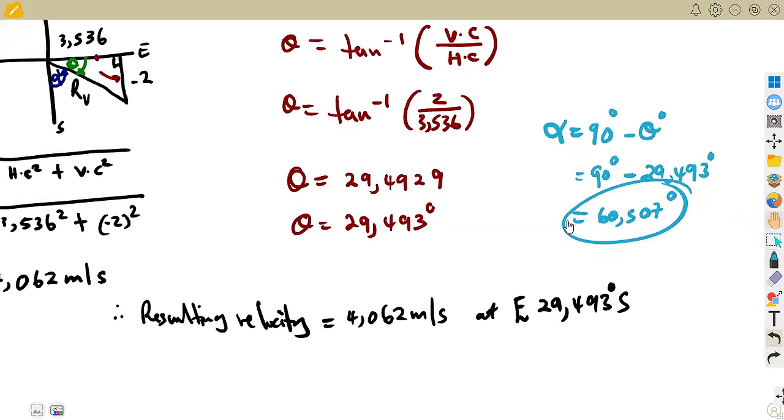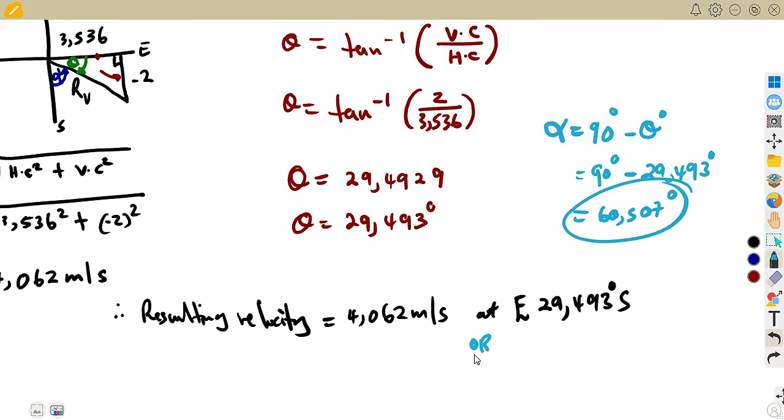So if you wanted to write this in terms of alpha, this is where alpha is. We are moving from the south going in the east direction. Be careful about that. From the south going to the east. So it is going to be south 60.507 degrees going to the east. That is another way. That's how you're supposed to have this. So that's your resulting velocity.